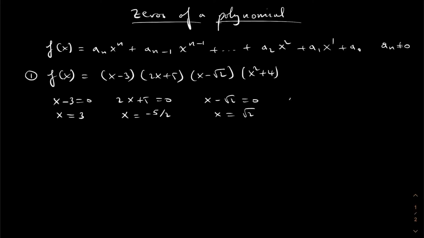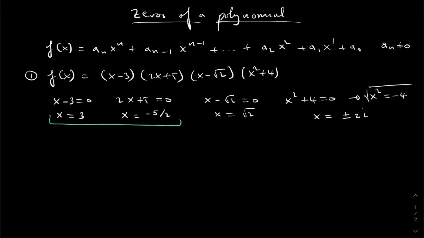And of course, finally, I can get to x squared plus 4 equals 0. And if you move the 4 to the other side, you're going to get x squared equals negative 4. Taking the square root on both sides would give you x equals plus or minus 2i, i here being the imaginary unit that we covered in our previous lessons.